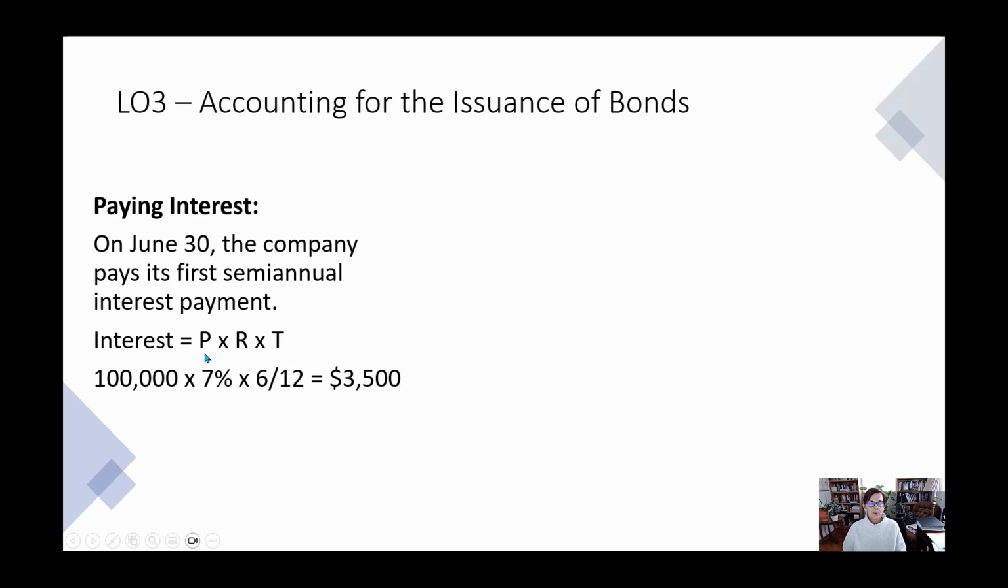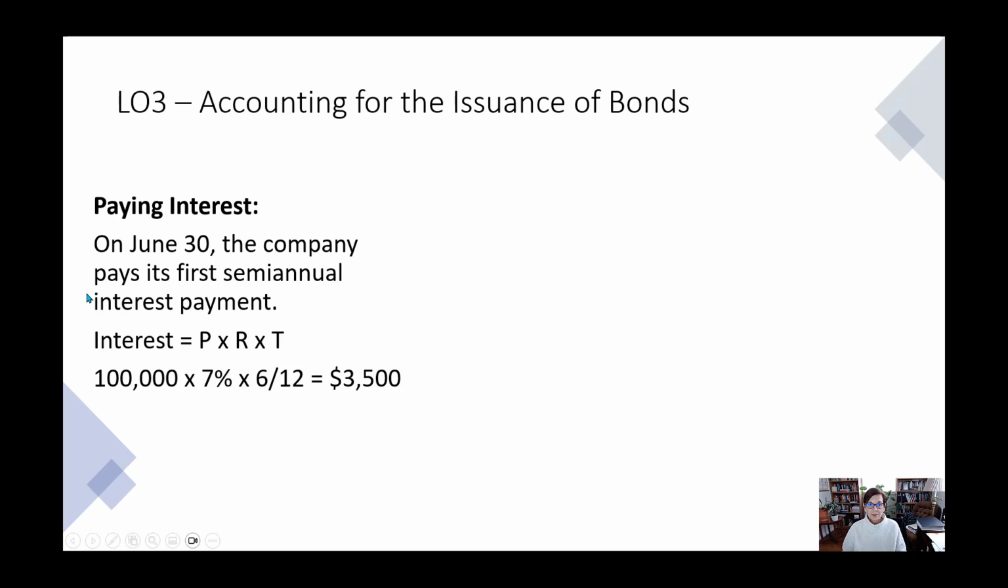Remember, interest is principal times rate times time. The principal is the amount of the bond issue, the face value, $100,000. The interest rate is 7%. This is the stated rate. And 6 over 12 because 6 months have passed. Multiply those through and you get $3,500.